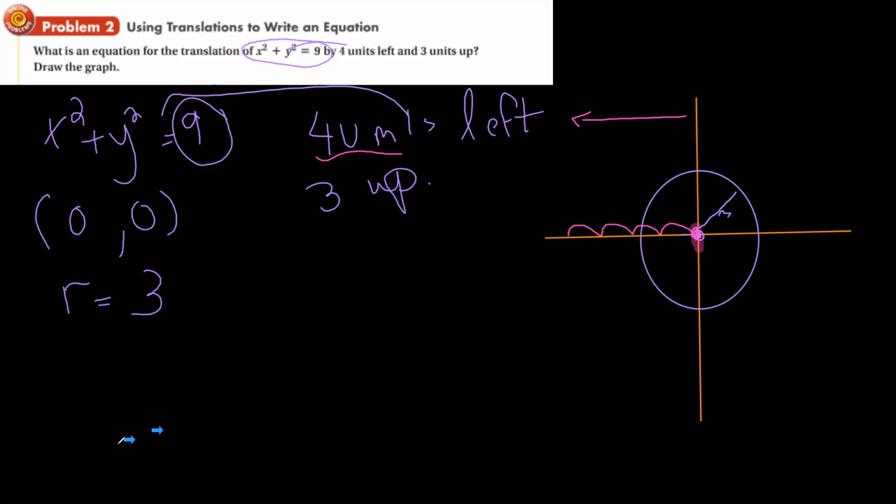Is it clear? Yes? So here, the center is shifting 4 units to the left and 3 up. What does it mean? That means from here, I will go 1, 2, 3. So my new center will be at this point. So I shift my circle. I will bring it like this.